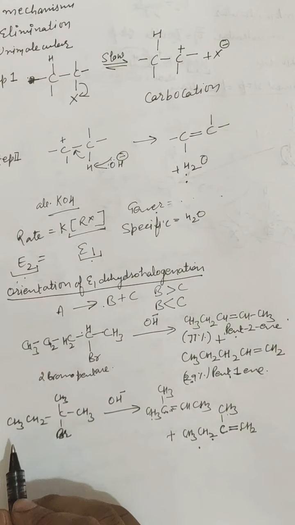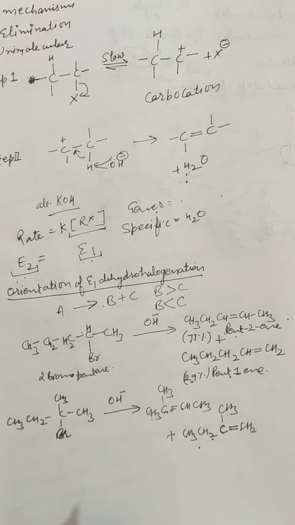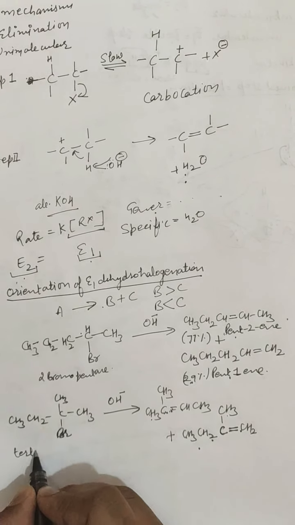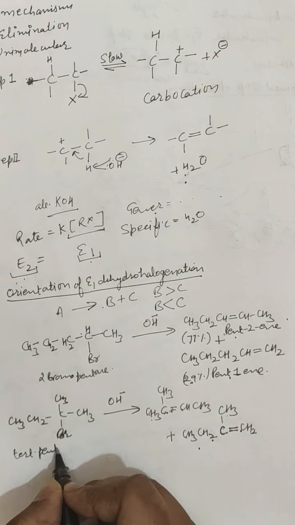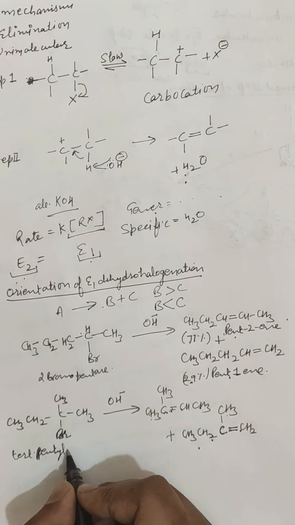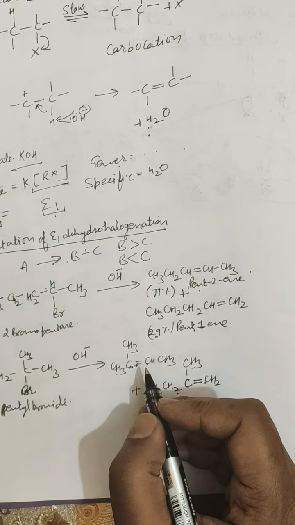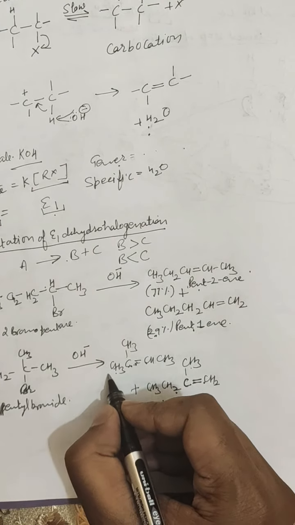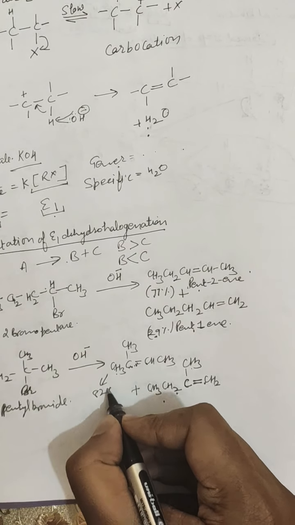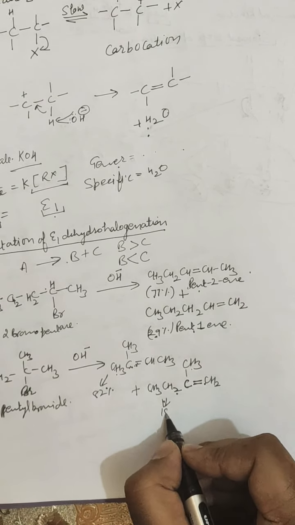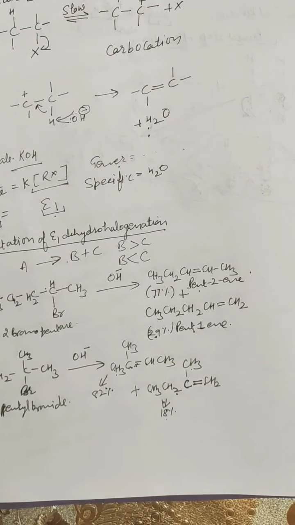You can go to the IUPAC nomenclature, and I suppose that you have read the IUPAC nomenclature in your lower classes. So this was tertiary pentyl bromide. The ratio of the products here is that the 2-methyl-but-2-ene product is 82%, and this product is just about 18%. So the concentration of this product is very low.